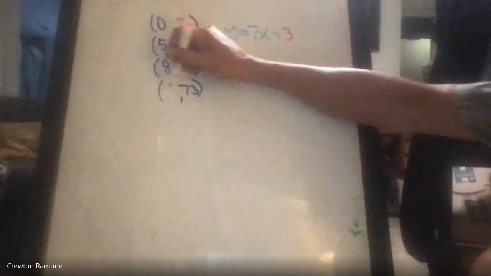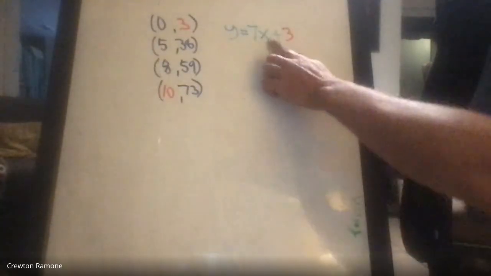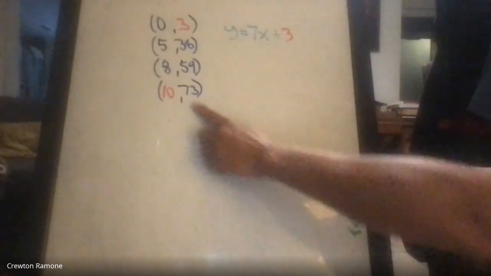You are correct. Now look over here, Vivian. I am very happy with you doing all your formula, but all you had to do is look over here and go 7 times 10 is 70 plus 3. Done.